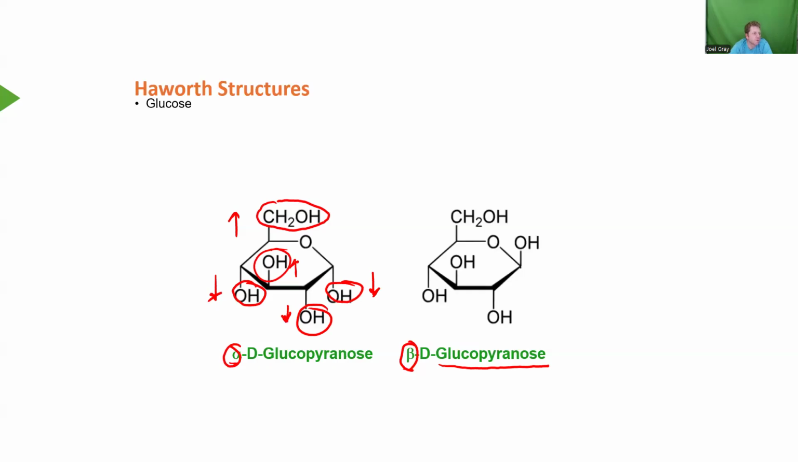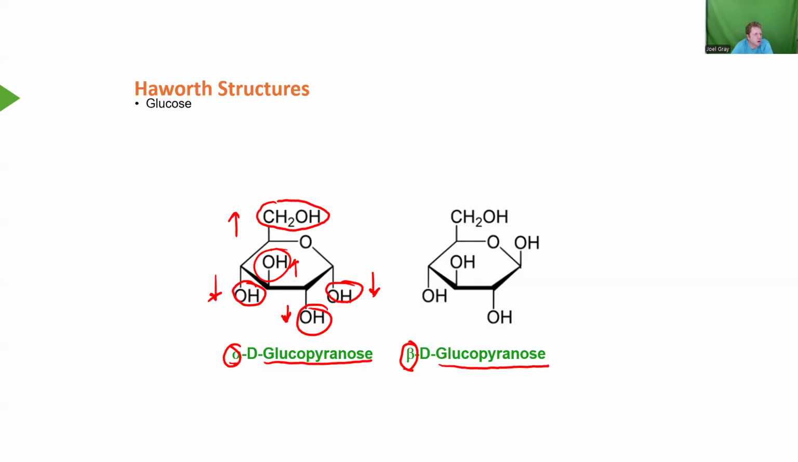Since this is an ose and it's gluco, this pyran is a specific name for this six-membered ring. So this is glucose. Cyclized or ring-formed glucose is also known as glucopyranose. So just commit that name to memory. Glucopyranose means glucose as a ring, basically.